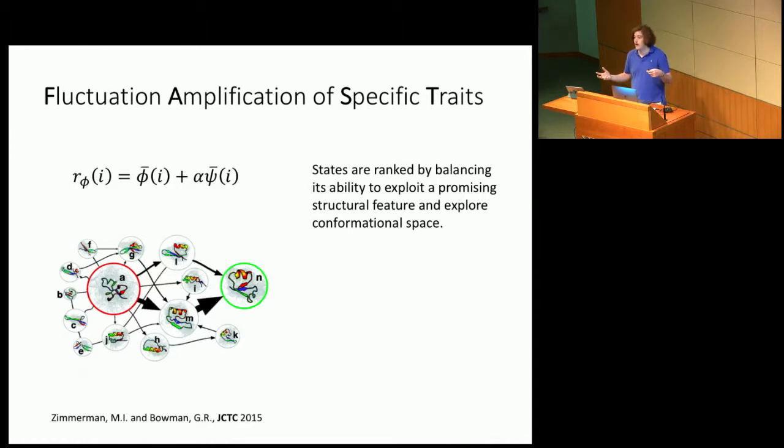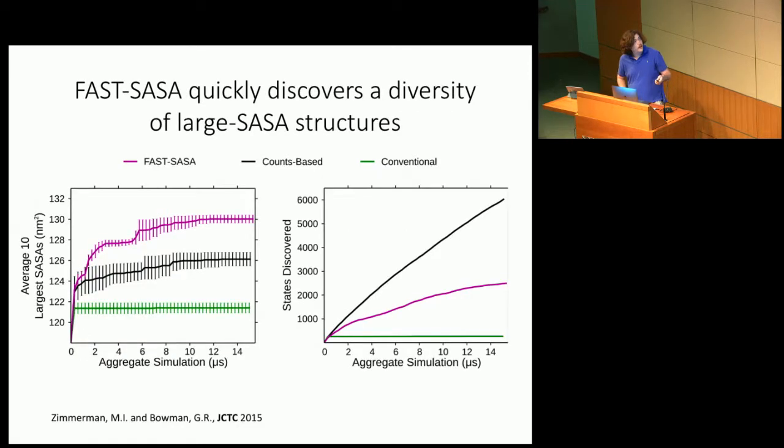We can add different ranking functions for a variety of different problems. And we've previously shown that for one problem in particular that I'll talk about, discovering large pocket volumes, we can use the solvent accessible surface area, or SASA. And we've shown that it can quickly discover a diversity of large SASA states. We can discover large SASA states with at least an order of magnitude less simulation than count-based adaptive sampling, and many orders of magnitude less simulation time than conventional simulations.